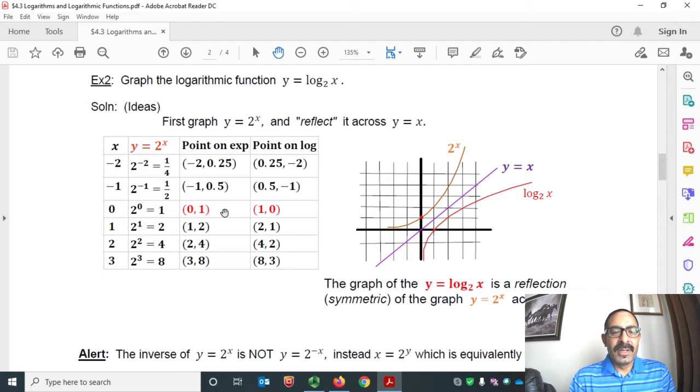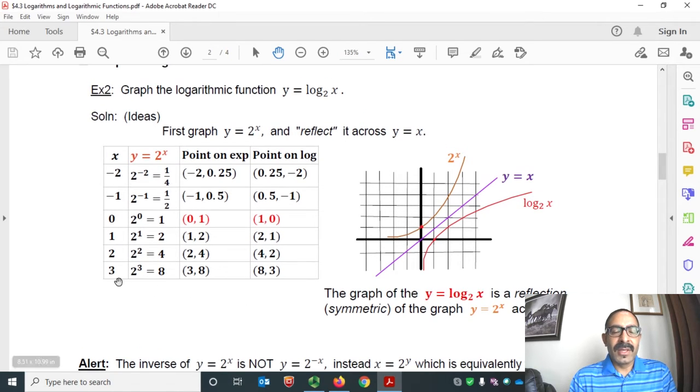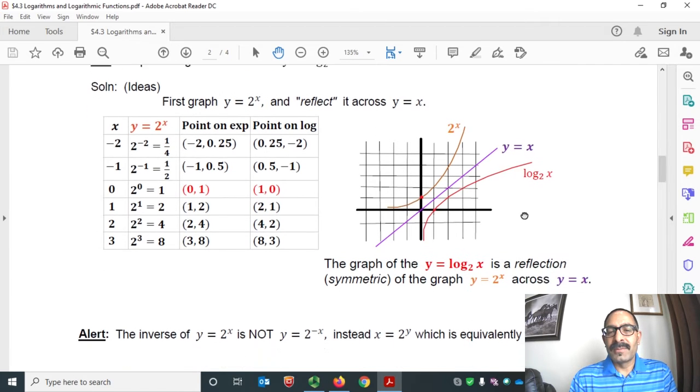Now similarly, when x is 0, the point on the exponential graph is 0, 1, and the point on the log graph is 1, 0. Similarly, when x is 3, the point on the exponential graph is 3, 8, and the point on the logarithmic function's graph is, just switching, 8, 3. And now plot those points on the graph. So here I graph here, let me scroll down.